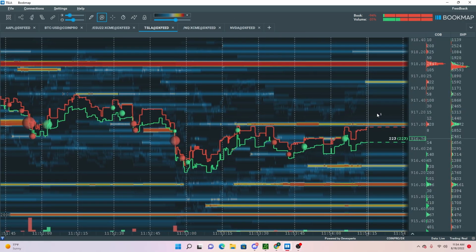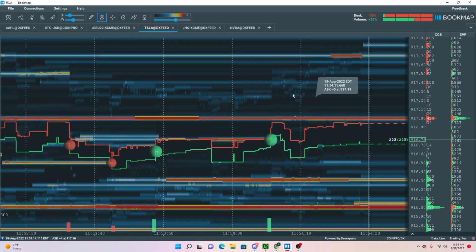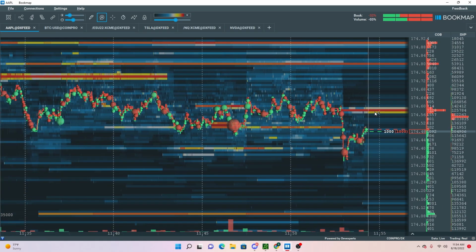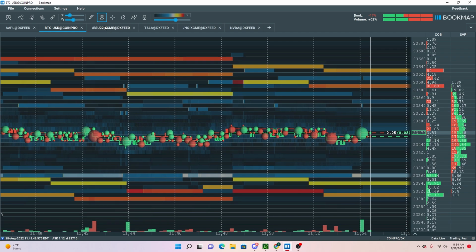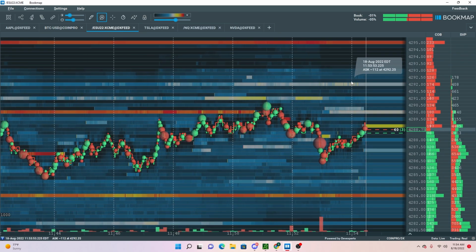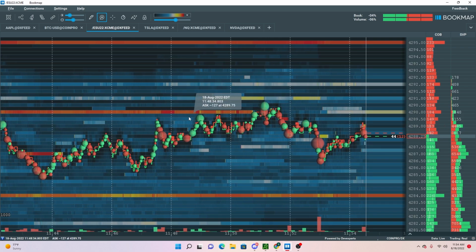So again, you can do this on any stock that you are trading at that time. You can do it on Tesla. You can do it on Apple. If you're a crypto trader, you can look at Bitcoin and you can look at Ethereum. The way that I personally use this, however, is typically on the futures. I really like to look at the S&P futures using Bookmap.